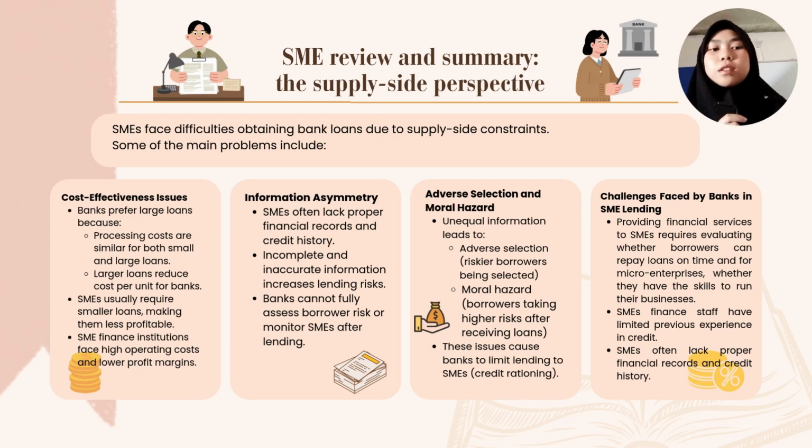Next, adverse selection and moral hazard. Unequal information on both sides will lead to adverse selection, which is riskier borrowers being selected, and moral hazard, which is borrowers taking higher risks after receiving the loan. This issue causes banks to limit their lending to SMEs.